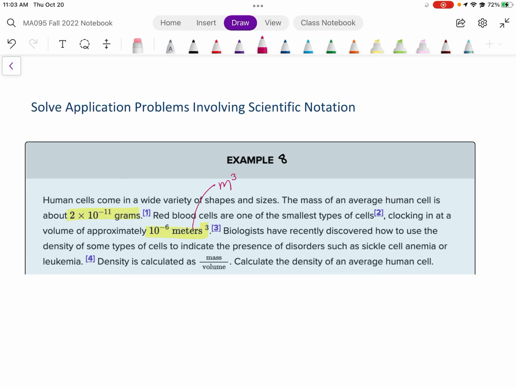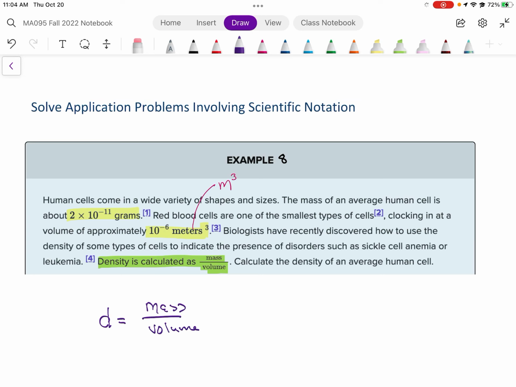Biologists have recently discovered how to use the density of some types of cells to indicate the presence of things like sickle cell anemia and leukemia. So remember the density, so this is important right here. They're giving you a formula without writing it as a formula. Now we're supposed to calculate the density. So let's just write that as a formula. So density equals mass over volume.